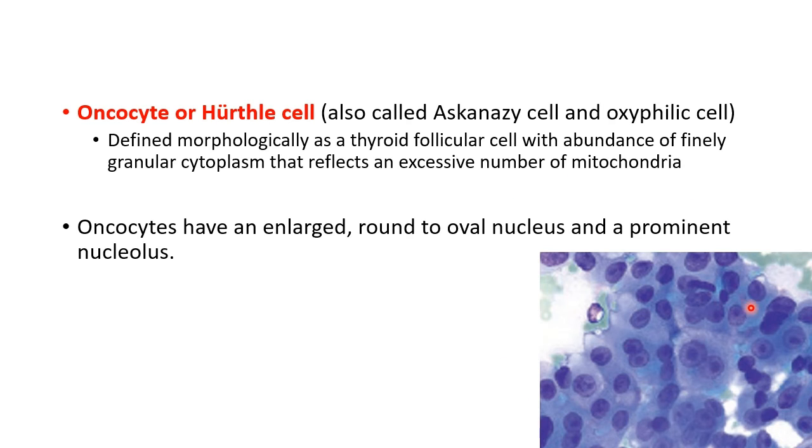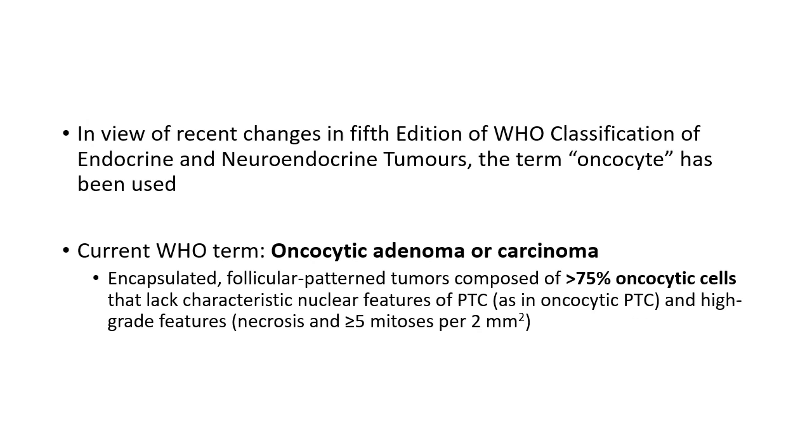So you can see these follicular epithelial cells showing abundant granular cytoplasm, and this cytoplasm represents the excess amount of mitochondria. They have enlarged nucleus with a prominent nucleolus which can be central or eccentric. In view of the recent changes in the 5th edition of WHO classification of endocrine and neuroendocrine tumors, the term Hurthle cell is not used now, and only the term oncocyte is used for these particular neoplasms.